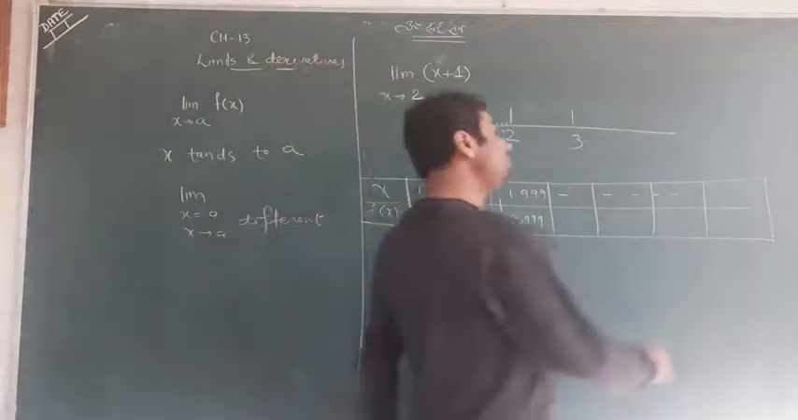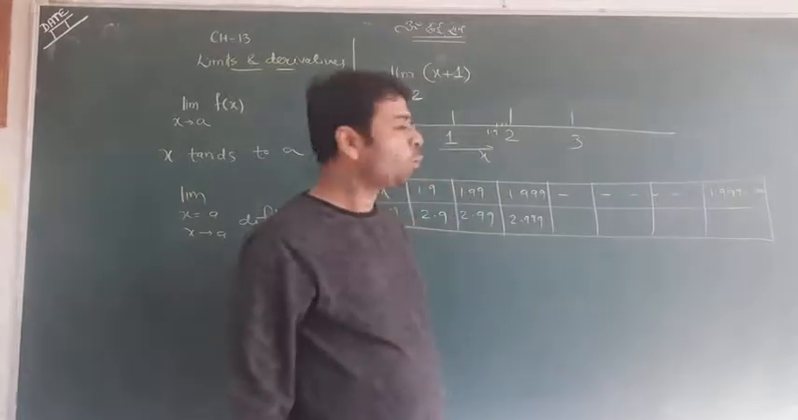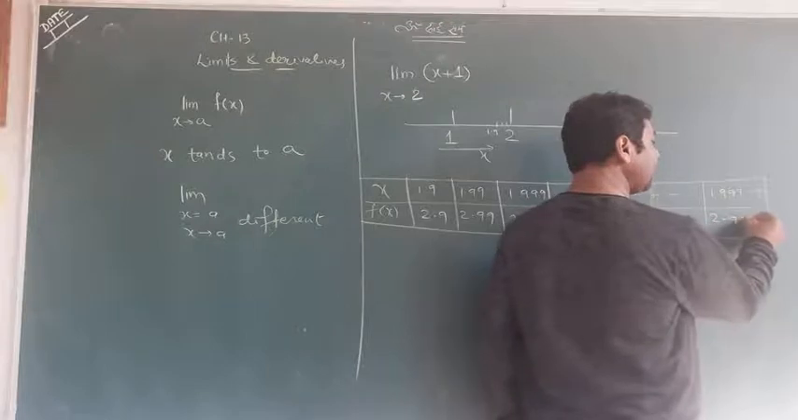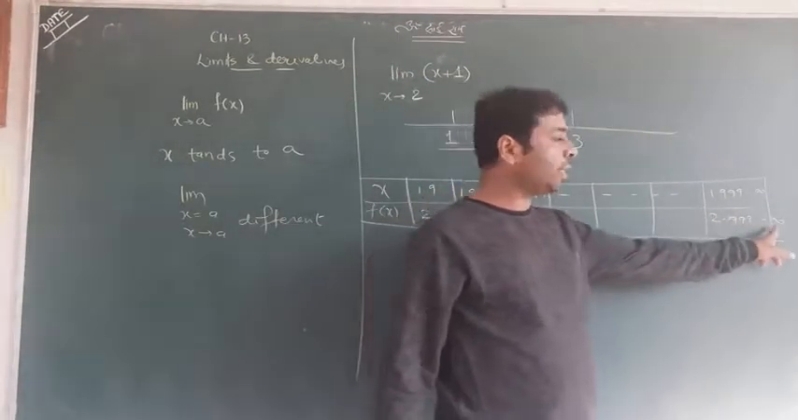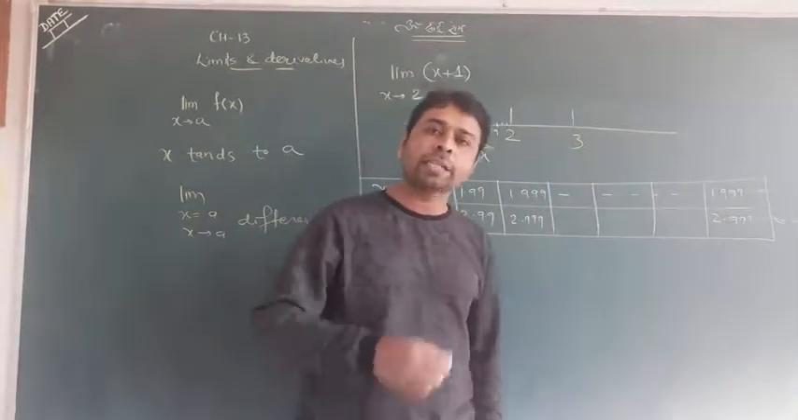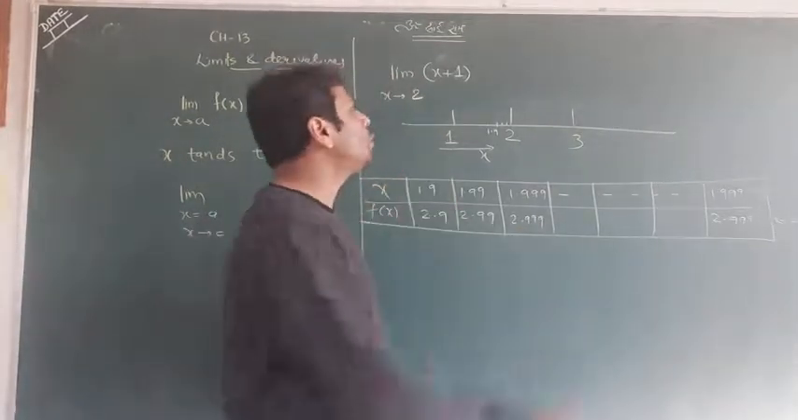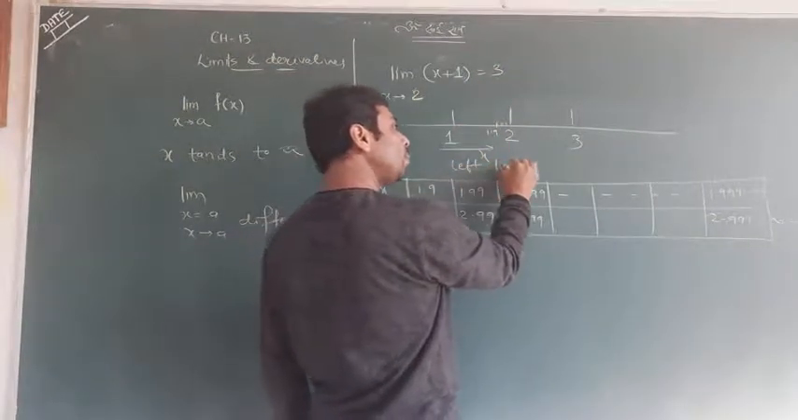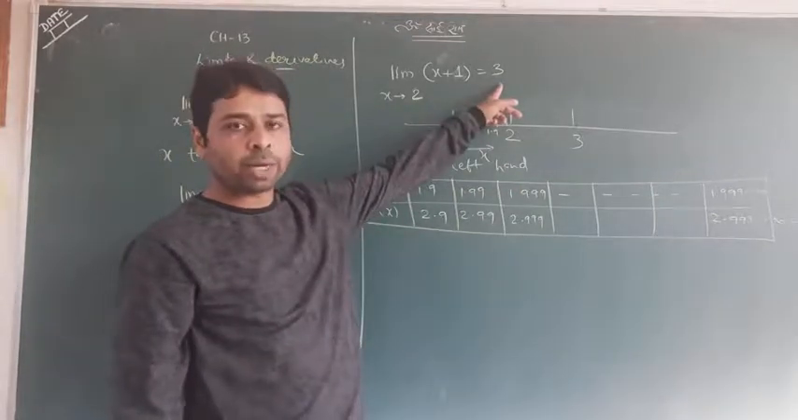When you place 1.9999, with 9 infinite times, in x plus 1, you will have 2.999, how many times? Infinite times. What do you think? Your answer 2.999 infinite times is lastly considered as 3. Meaning your answer is 3. So it means that when x reaches 2 from the left-hand direction, your answer is 3.